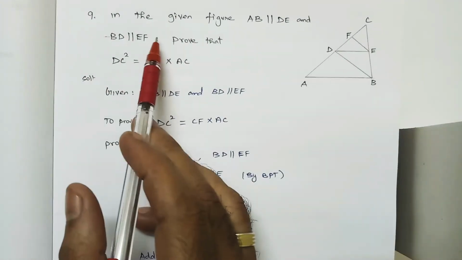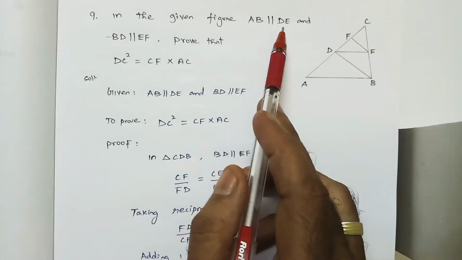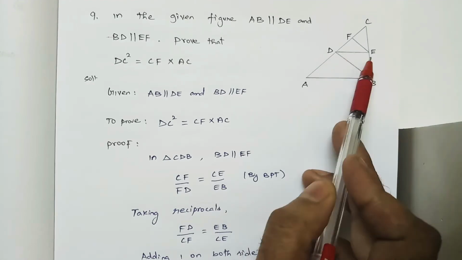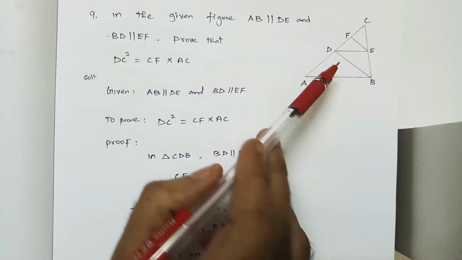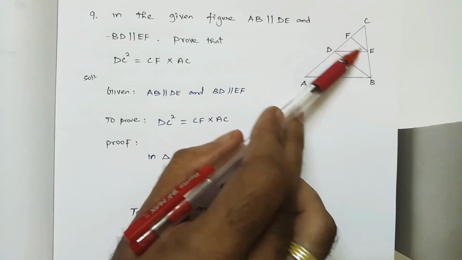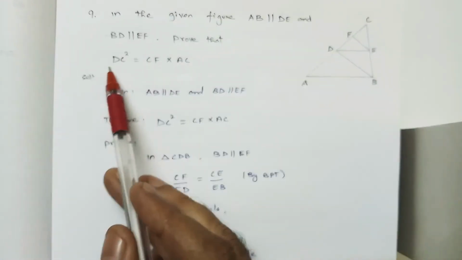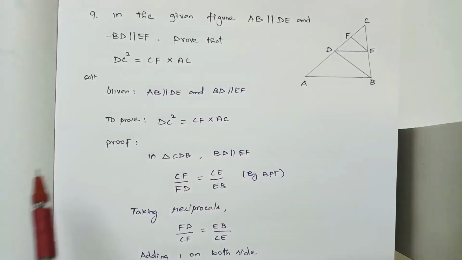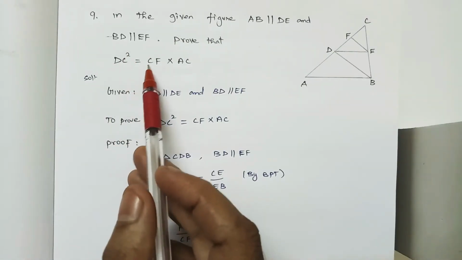Sum number 9. In the given figure, AB is parallel to DE. At the same time, BD is parallel to FE. Prove that DC square is equal to CF into AC.